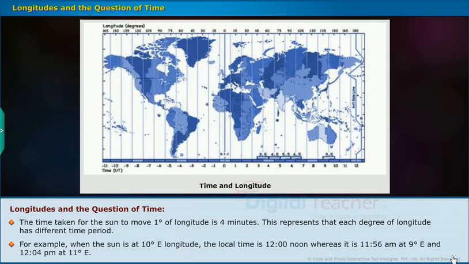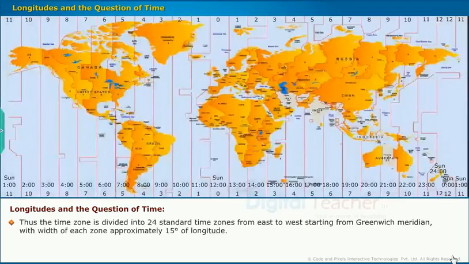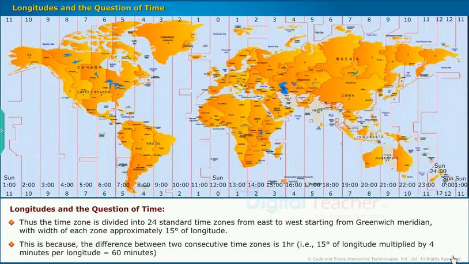For example, when the sun is at 10 degrees east longitude, the local time is 12 noon, whereas it is 11:56 a.m. at 9 degrees east and 12:04 p.m. at 11 degrees east. Thus, the world is divided into 24 standard time zones from east to west, starting from the Greenwich Meridian, with the width of each zone approximately 15 degrees of longitude. This is because the difference between two consecutive time zones is 1 hour, that is, 15 degrees of longitude multiplied by 4 minutes per degree equals 60 minutes.